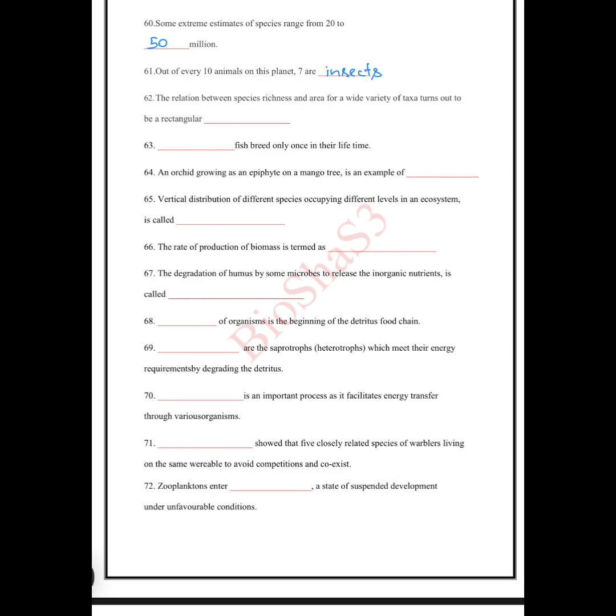The relation between species richness and area of a wide variety of taxa turns out to be a rectangular hyperbola. Pacific salmon fish breed only once in their lifetime. An orchid growing as an epiphyte on a mango tree is an example of commensalism.